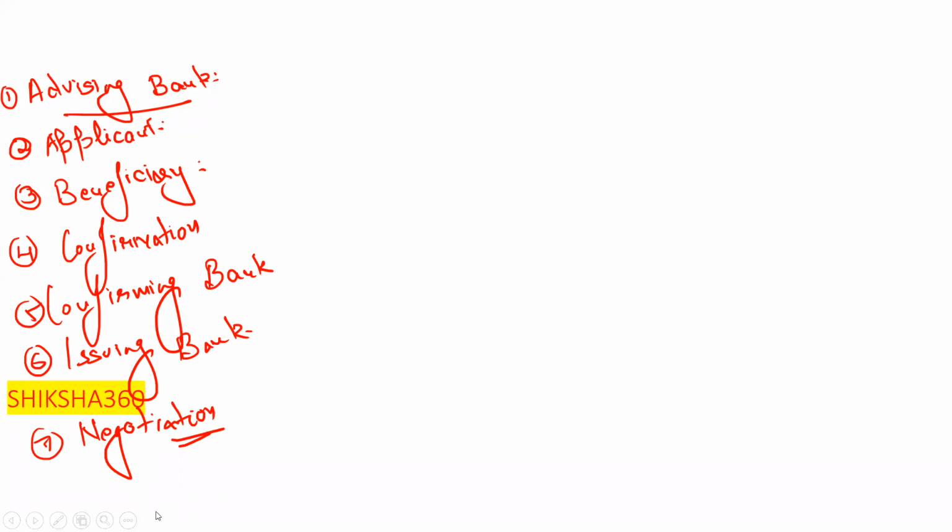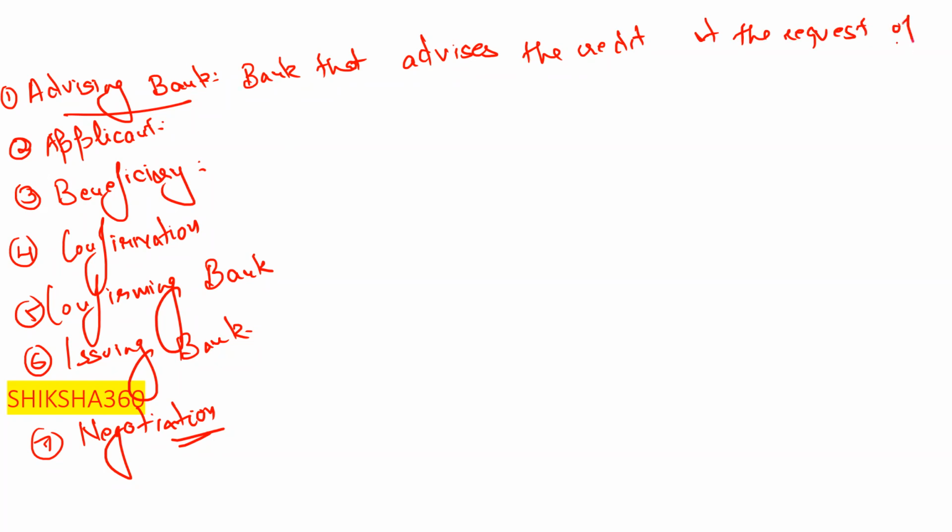Okay, so now let's discuss one by one all these terms. Advising bank, what is that? Basically the bank that advises the credit at the request of the issuing bank. Clear? Second one is applicant.